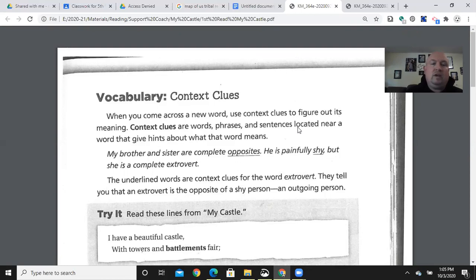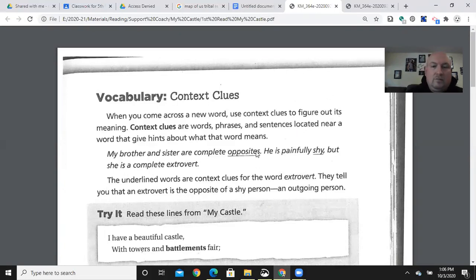Look at the example sentence. My brother and sister are complete opposites. He is painfully shy, but she is a complete extrovert. The underlined words are context clues for the word extrovert. They tell you that an extrovert is the opposite of a shy person, an outgoing person.